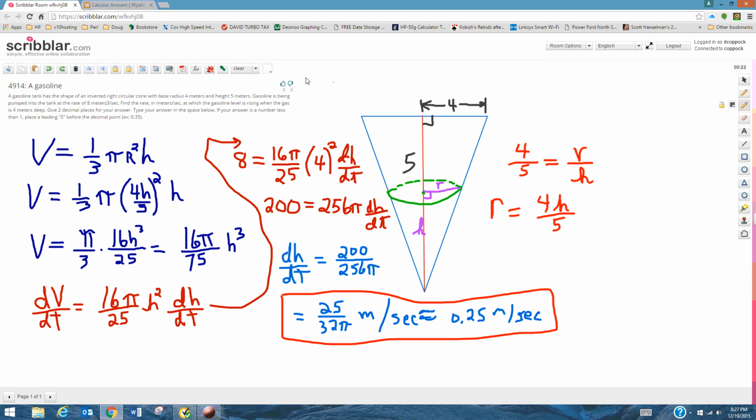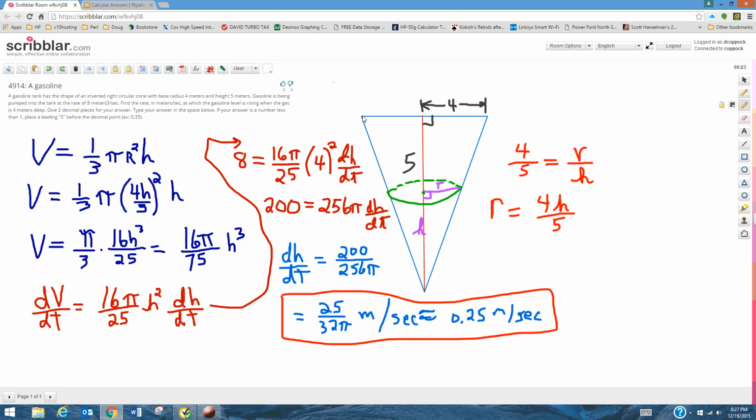So here's a problem that you typically see in a calculus class where you've got an inverted cone in the shape of a right circular cone with some kind of base radius and height given. In this particular problem, gasoline is being pumped into the tank at the rate of 8 cubic meters per second. Find the rate in meters per second at which the gasoline level is rising when the gas is 4 meters deep.